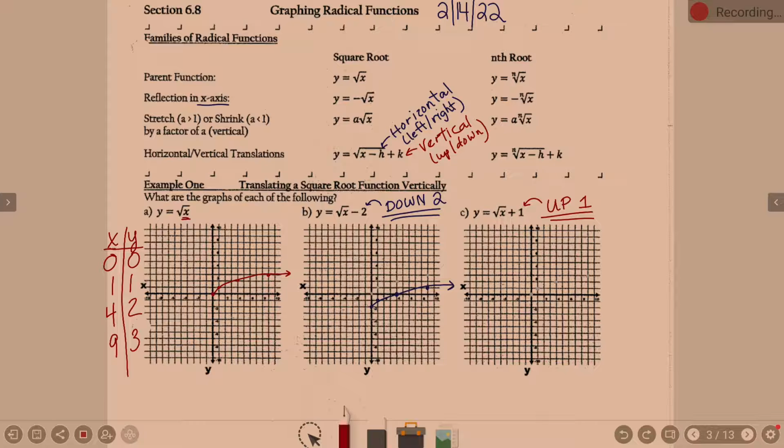So (0, 0) goes up 1 to (0, 1). (1, 1) goes up 1 to (1, 2). (4, 2) becomes (4, 3). (9, 3) becomes (9, 4).